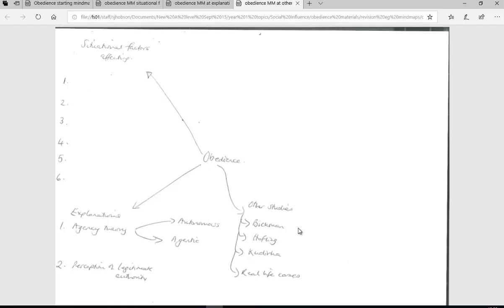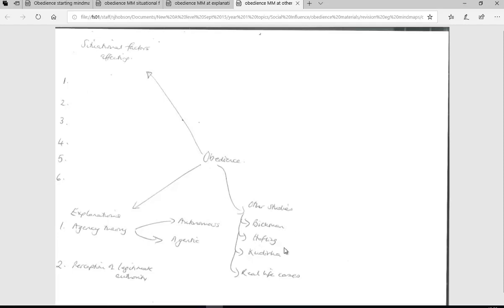The requests or the orders they were given were to either pick up some rubbish, some paper bags, or give a coin to a stranger to use for the machine. So that's Bickman, and basically it's showing the power of the uniform.